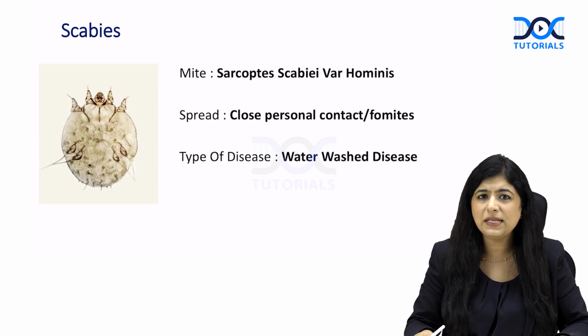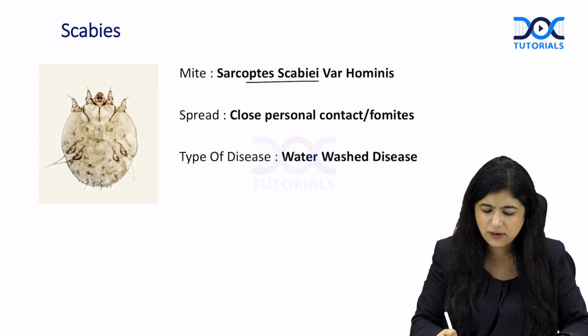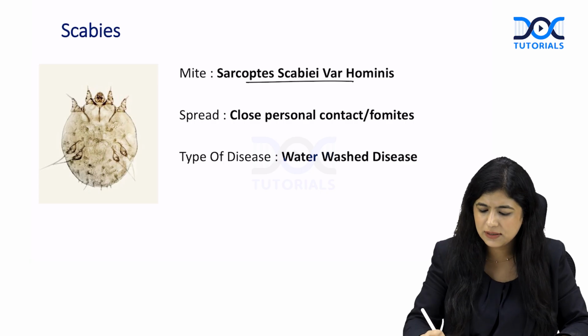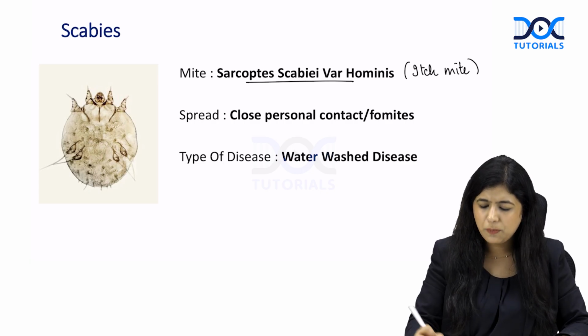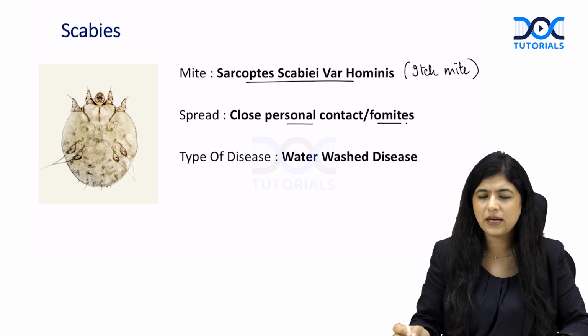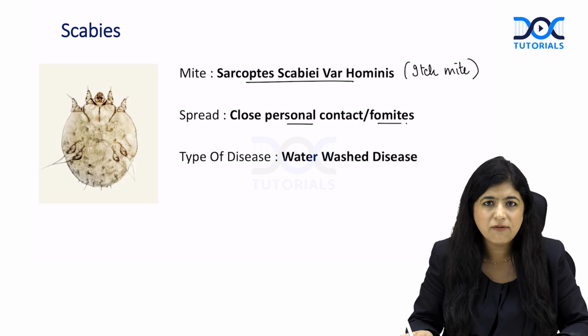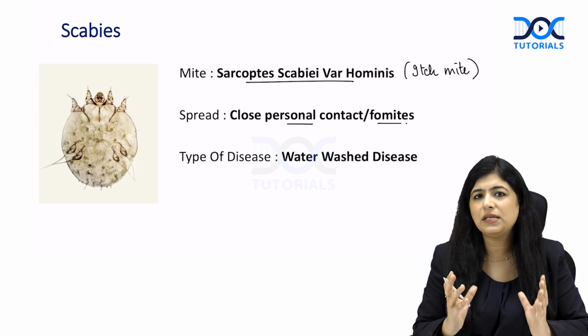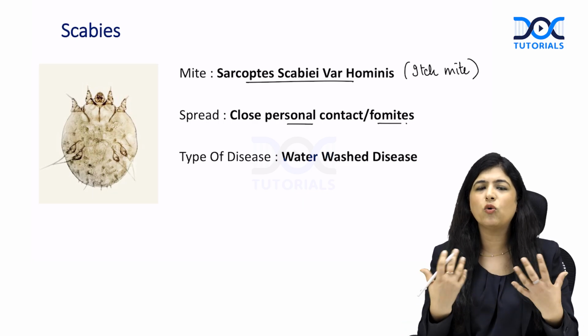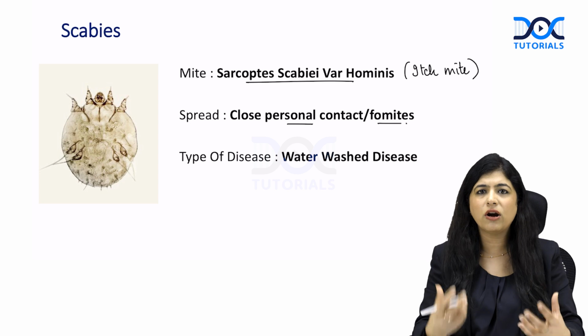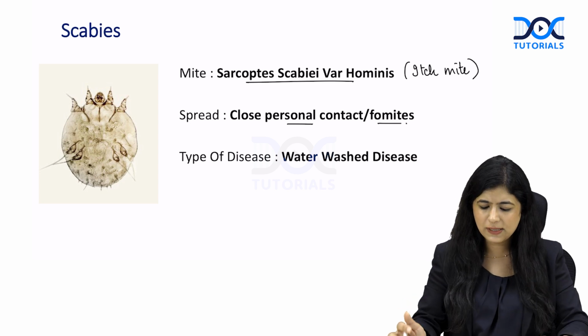Starting with scabies, which is caused by the mite Sarcoptes scabiei var hominis, also called the itch mite. It spreads from one person to another through close personal contact as well as shared belongings, which are called fomites. You often get scabies in people living in overcrowded homes, where there are a lot of people living in a small space.